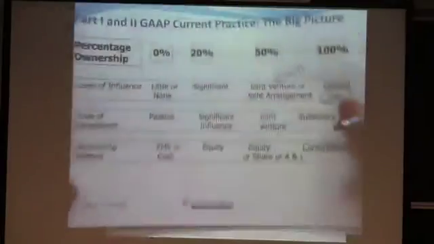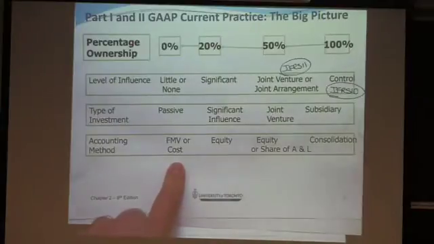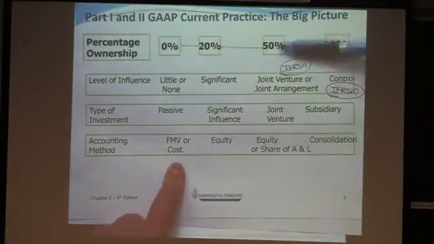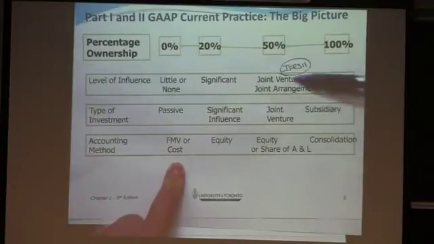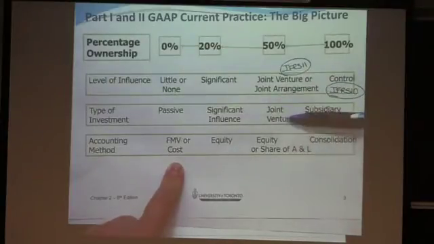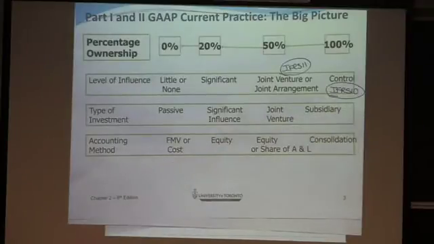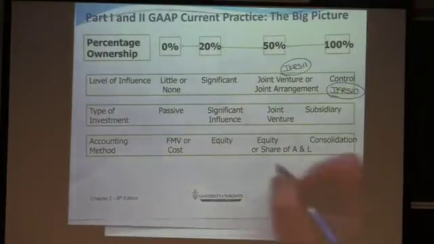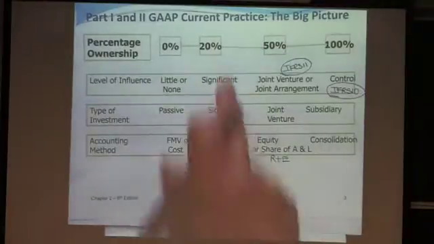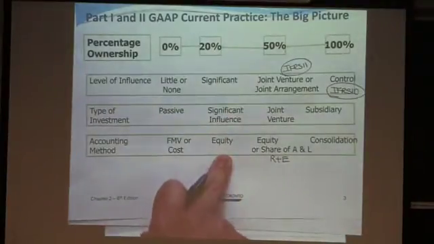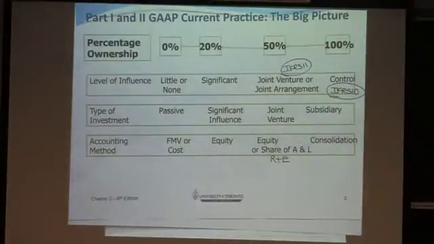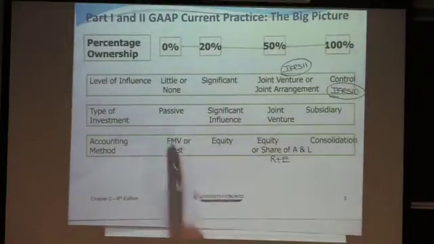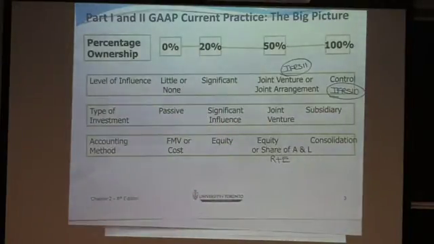So let's come back to this chart. You'll see that we've now said if you have a 50-50 ownership, you either have a joint venture or joint arrangement. And of course, the type of investment is a joint venture or joint arrangement. And the only option you have is equity method, or you pick up your share of assets, liabilities, revenues, and expenses. If you have 20 to 50% ownership, you consider significant influence, and we use the equity method of accounting. And of course, if you have less than 20%, you consider a passive investor, and the only option we have is either cost or fair value.